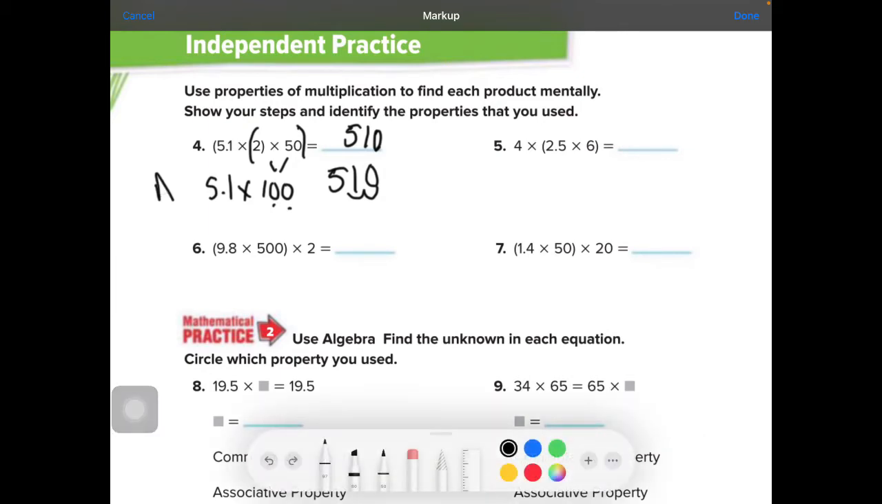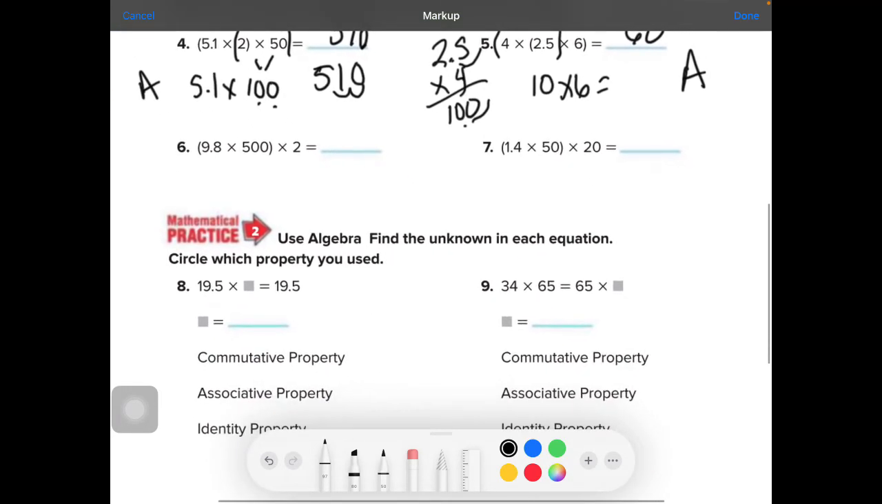Number 5, I'm going to look at this problem, and the easiest way for me to do this mentally, I think, would be to associate 4 times 2.5. Now, 2.5 is really close to 25. And I know 25 times 4 is 100. And now I'm going to pay attention to the 0, and I know that the 0 is going to come over that way. So now I have a number that's 10 times 6. And in my head, I know that is 60. So I'm going to put an A right here, saying that I used the associative property.